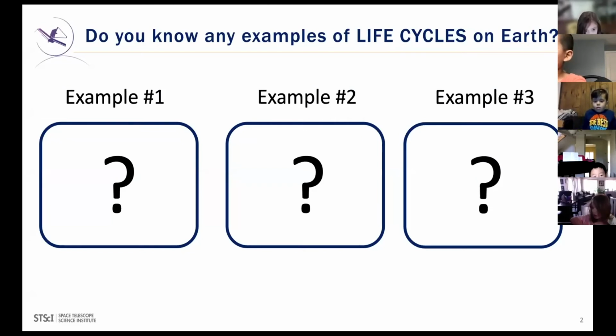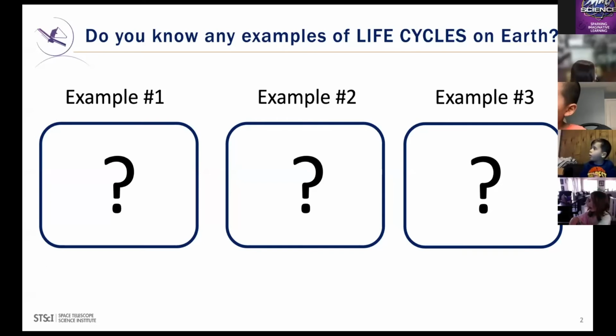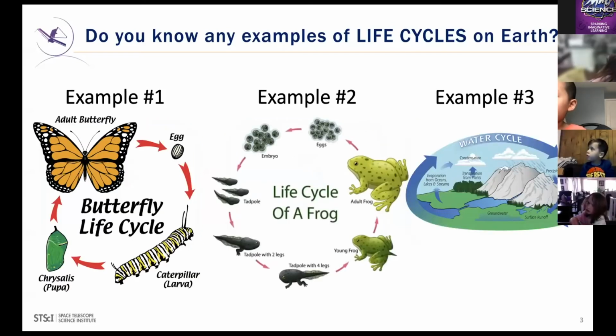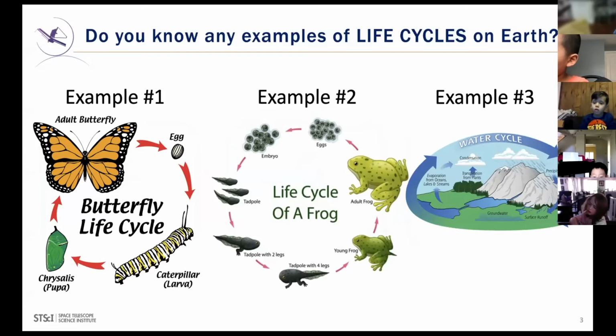These are great. These are the ones I also thought about. So for example, you can think about a butterfly. It starts off as an egg, becomes a caterpillar, then it becomes a chrysalis, and then it emerges as a butterfly. And then those butterflies lay eggs and the cycle begins again. And we could say the same thing for frogs. Frogs lay eggs, and then there's an embryo, it becomes a tadpole, it has 2 legs, then 4 legs, then a young frog, then an adult frog, and the cycle begins again.